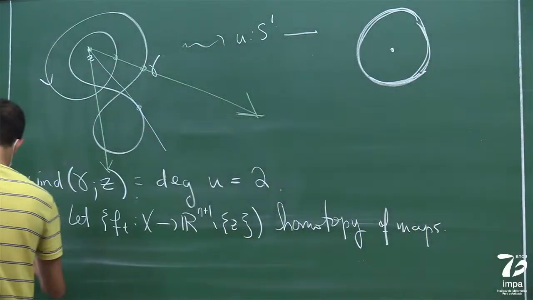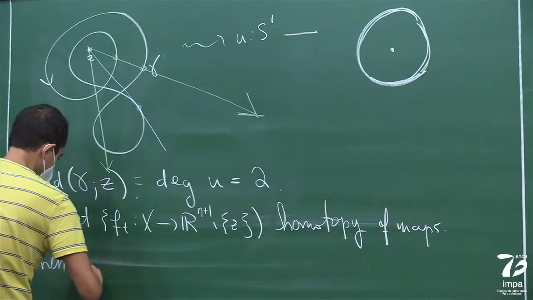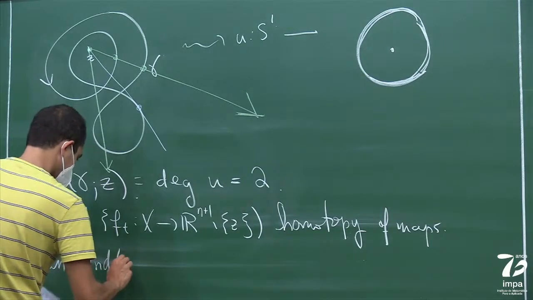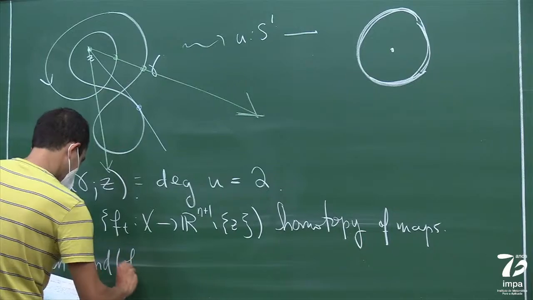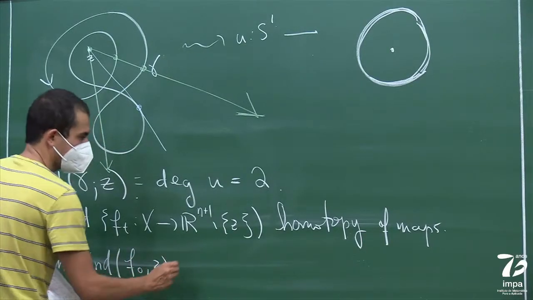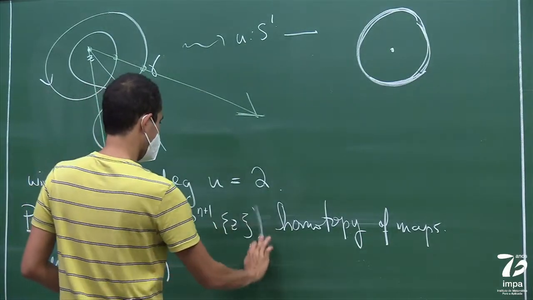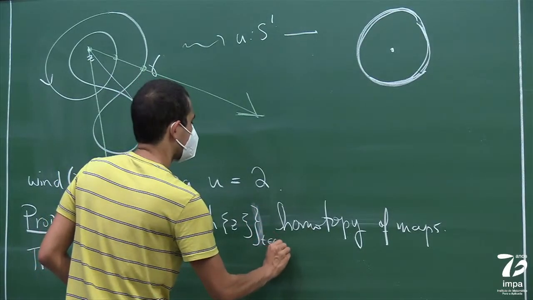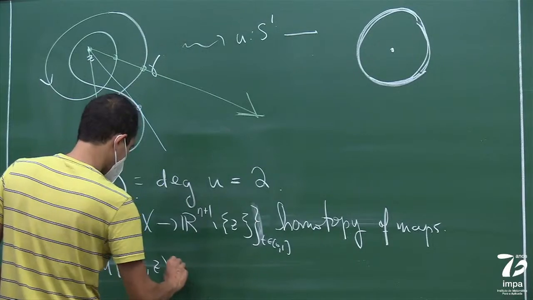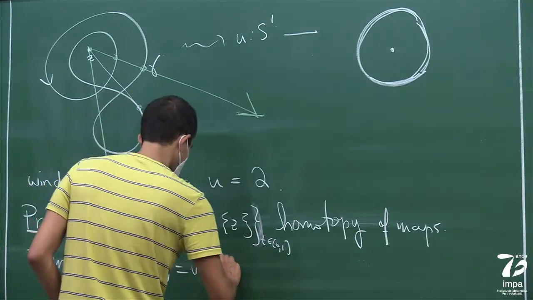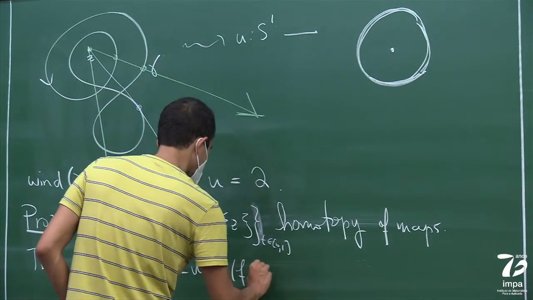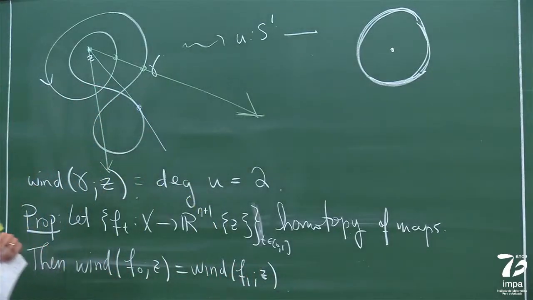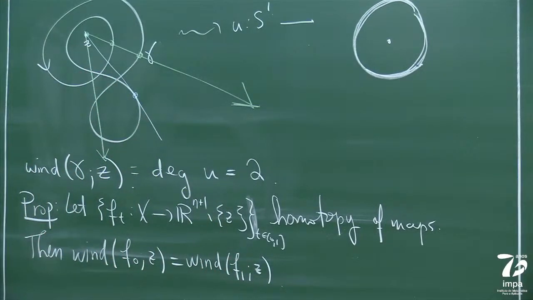So then the winding number of F0, Z, usually my homotopy goes from 0 to 1, then the winding number of F0 is equal to the winding number of F1, Z. Okay?